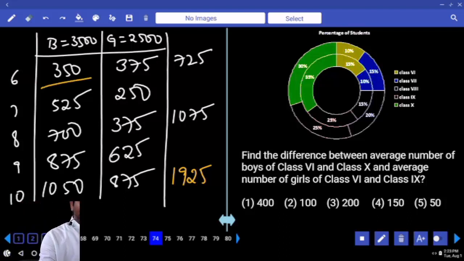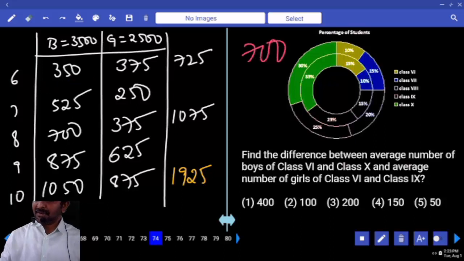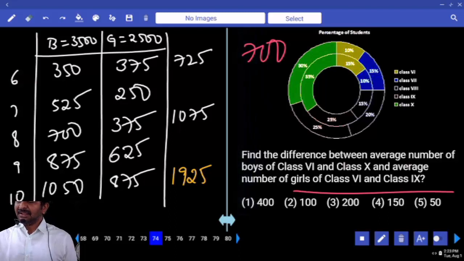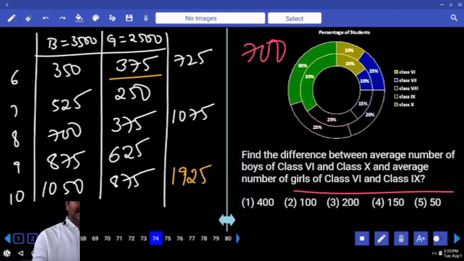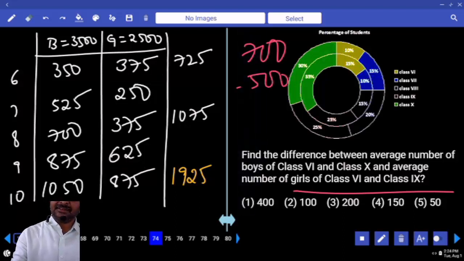Find the difference between average number of boys in 6th and 8th class. Boys in 6th and 10th class. Total 1400. Average difference between this fellow and girls from 6th and 9th. Girls 6th and 9th. Sum of both the numbers 1000. Average, and we were asked to calculate difference between numbers.